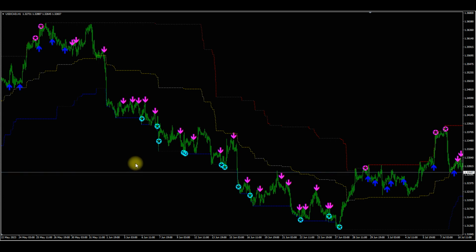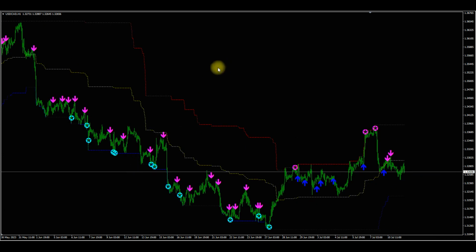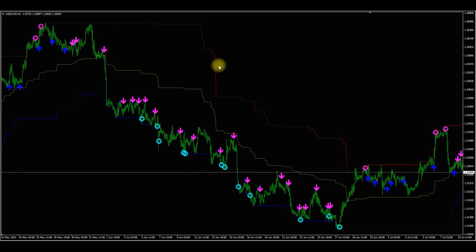So, as we have a channel here, the channel can actually help you ride the trend waves too. I have already mentioned that you do not need to enter the market with each and every arrow signal. You can, but you do not need to do this if you do not want to do this.